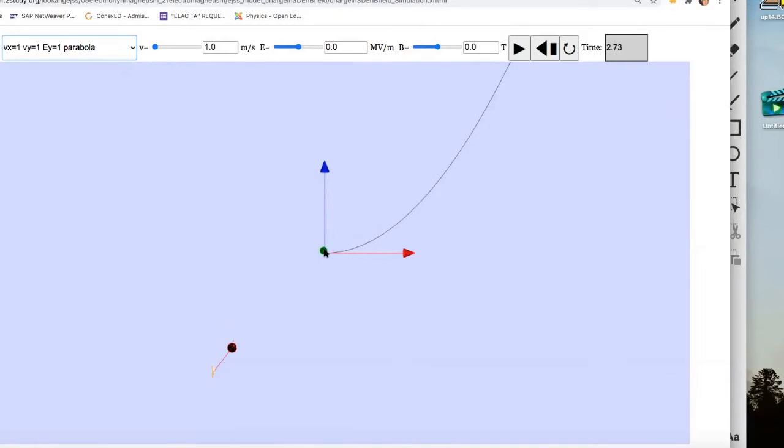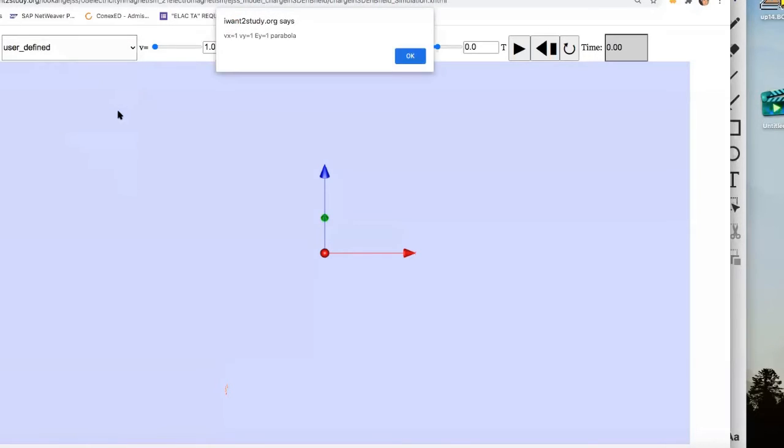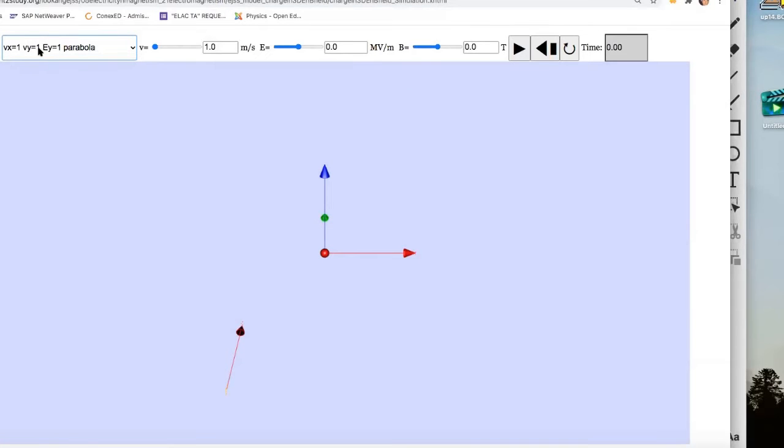Okay, so Vx is 1. So let's try this one. Vx is 1, Vy is 1. So what does that one mean? The initial x velocity this way is 1. Vy is 1. That means it's also going to go into the board. And then Ey is 1. The electric field is going to go into the board. So what kind of path is it going to have?